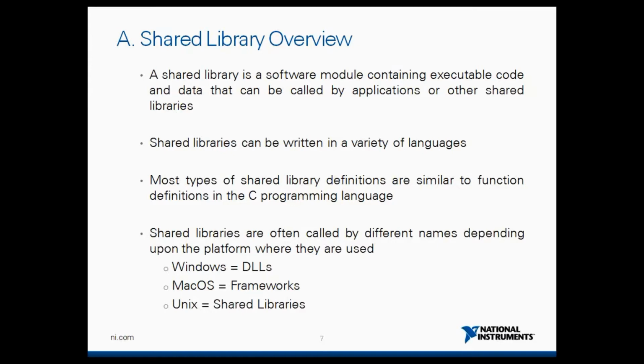So for those who are new to the shared libraries concept, a shared library is nothing but a module in any other language which encloses different functions. Something like a DLL, it can be written in a variety of languages. You know, it could be C, C++, LabVIEW or whatever. And they're basically similar to a function in C programming language. Different frameworks will have different kinds of shared libraries. We call them DLLs when you are using Windows. We call them frameworks when you're using Mac OS. And we call them shared libraries when you're using Unix.